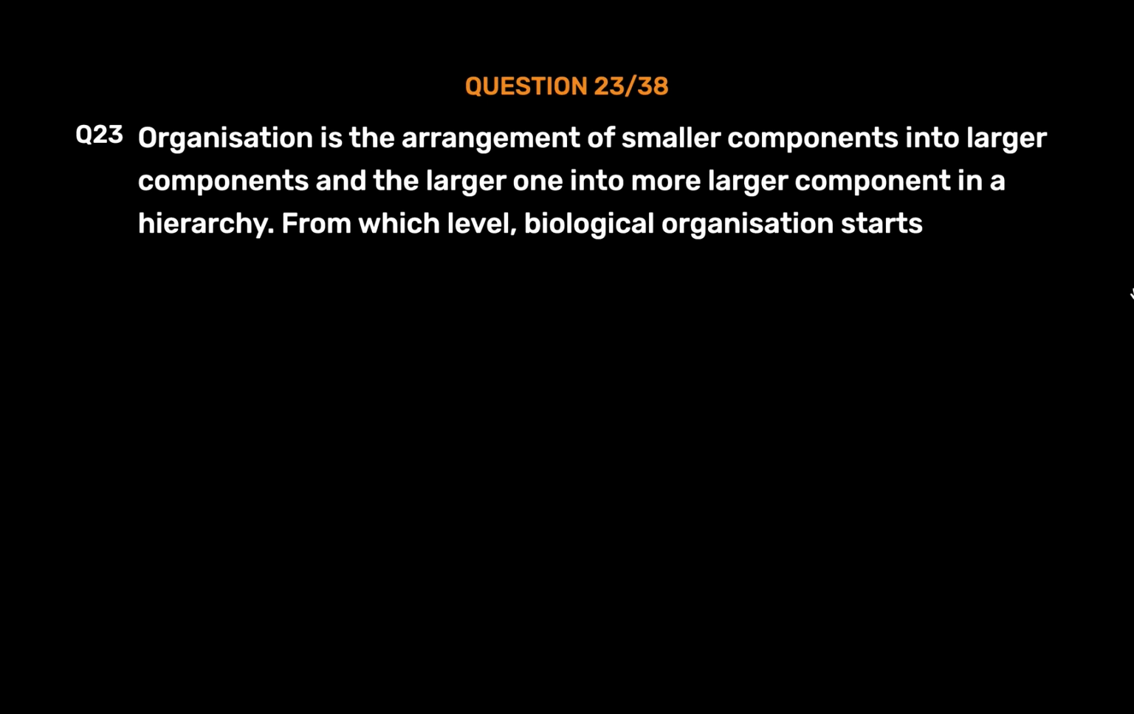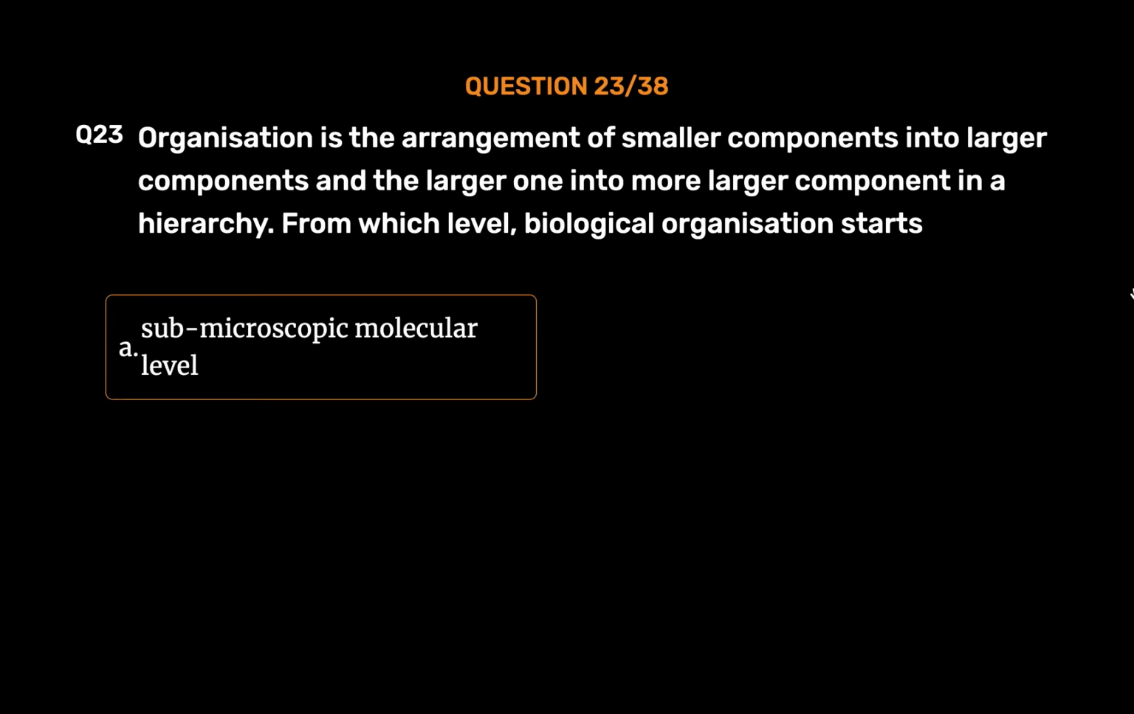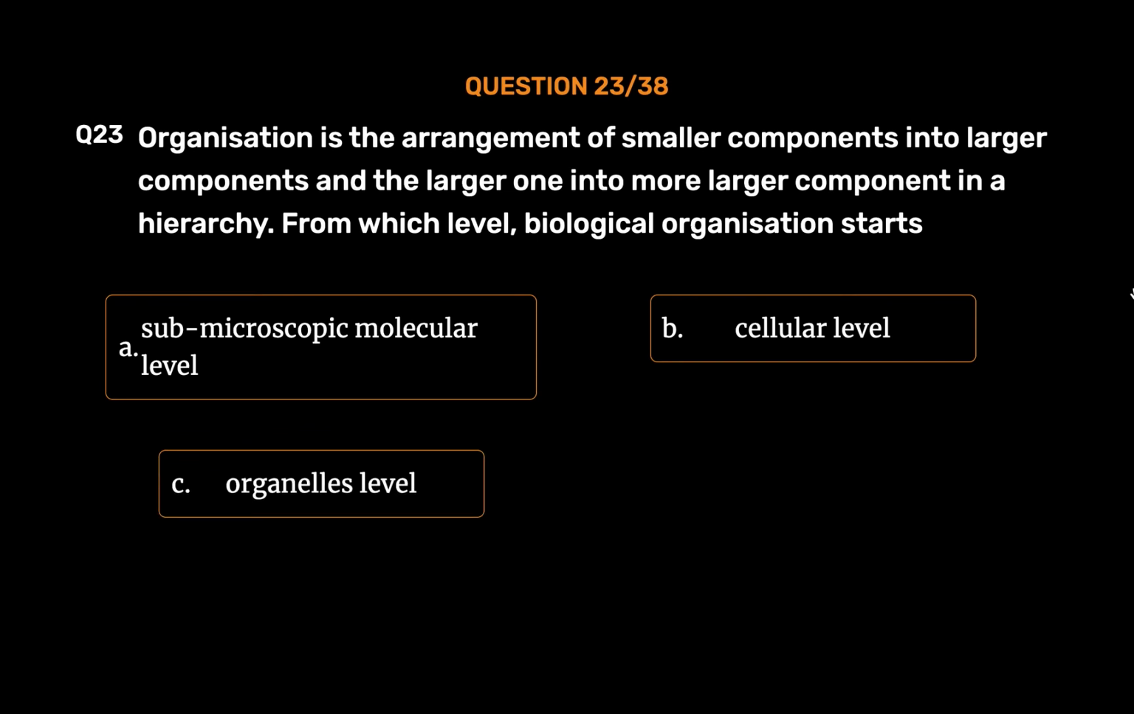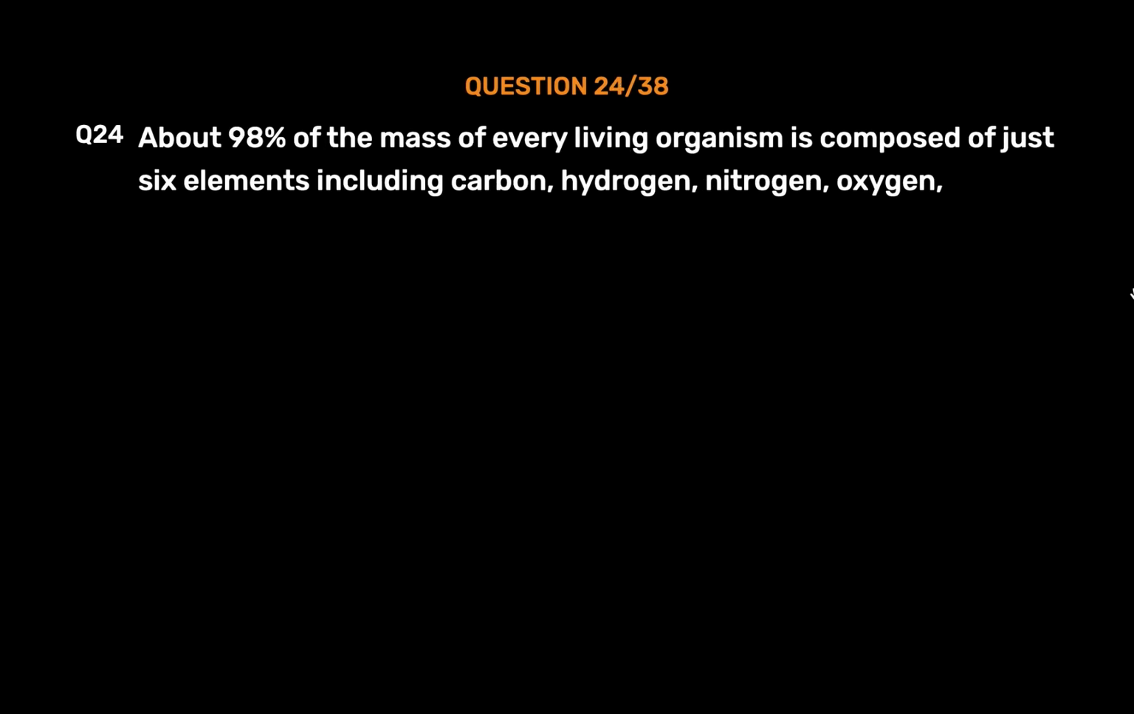Question number 23. Organization is the arrangement of smaller components into larger components and the larger one into more larger component in a hierarchy. From which level biological organization starts? Option A. Submicroscopic molecular level. Option B. Cellular level. Option C. Organelles level. Option D. Organ system level. The correct answer is Option A. Submicroscopic molecular level.